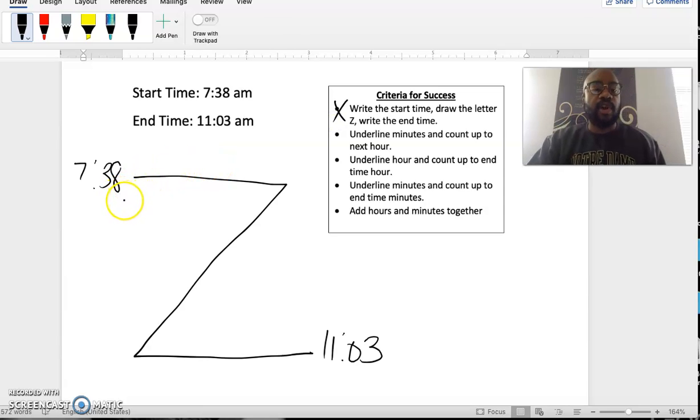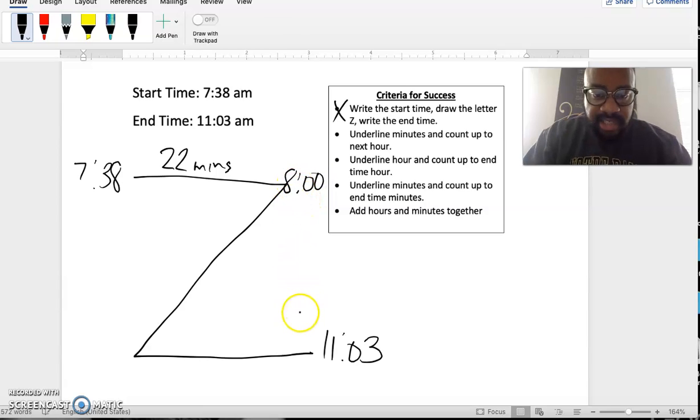Okay. Starting with the minutes, I'm counting up to the next hour. I know hours turn over when the minutes are back at 0. So from 38, I'm going to count up 48, 58, that's 20. And then from 58, 59, 60, so that's 22 minutes to get me to this next hour at 8 o'clock.